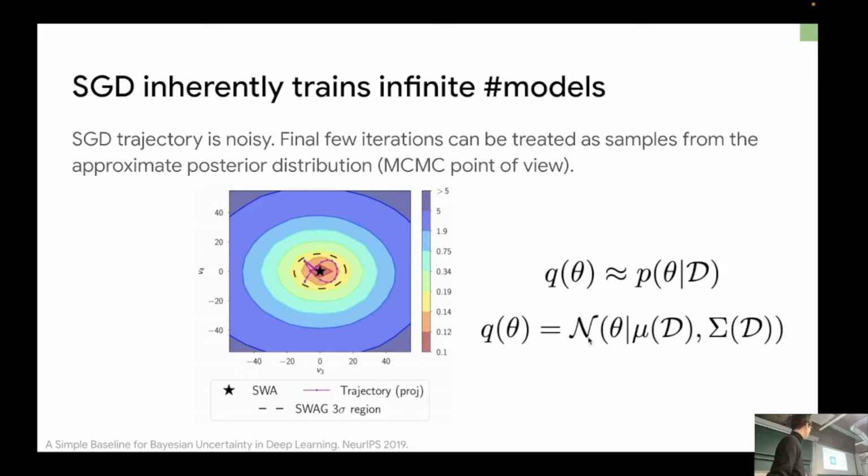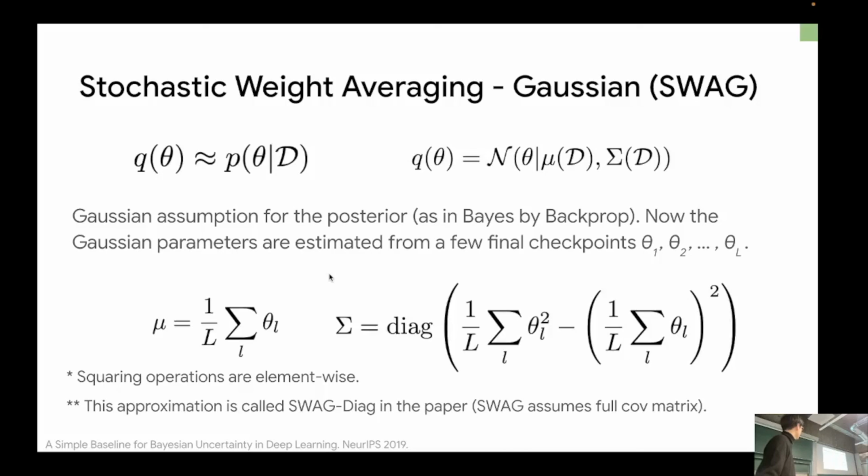Okay, so in this case, we are assuming that the posterior is again Gaussian. But how you approximate the Gaussian, estimate the parameters for the Gaussian, is very different. Very empirical. You just let the model do this trajectory with the SGD. And you just take the final L checkpoints, theta 1 up to theta L, and then you estimate the mean and variance there. For the variance, we are assuming again that this is a diagonal covariance matrix.